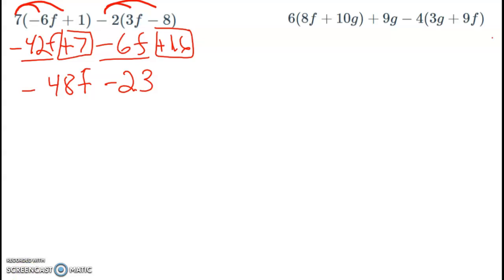Let's see. Actually, I have to go back and fix that. That's actually supposed to be a positive 23. So it's negative 48f plus 23. So the positive 7 and the positive 16 gives you a positive 23.